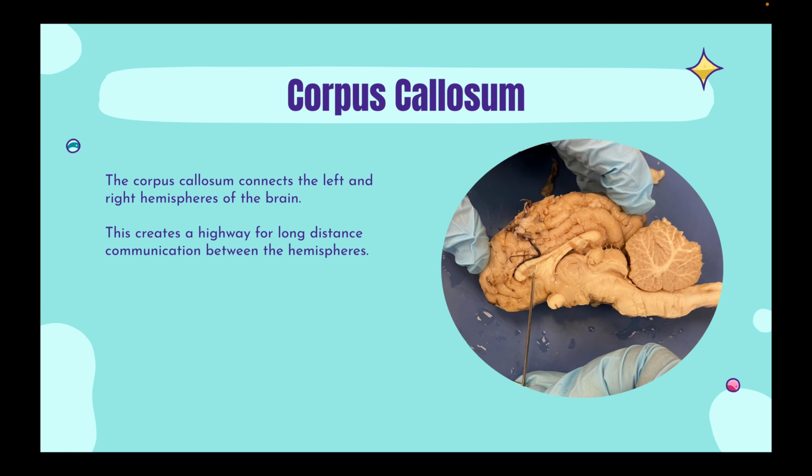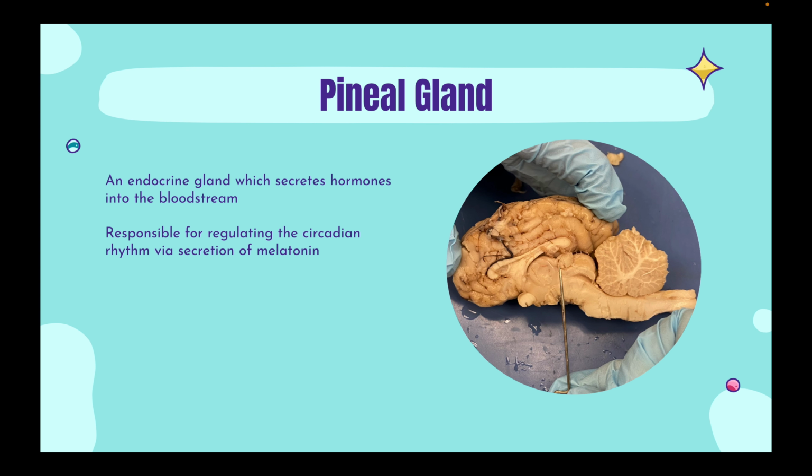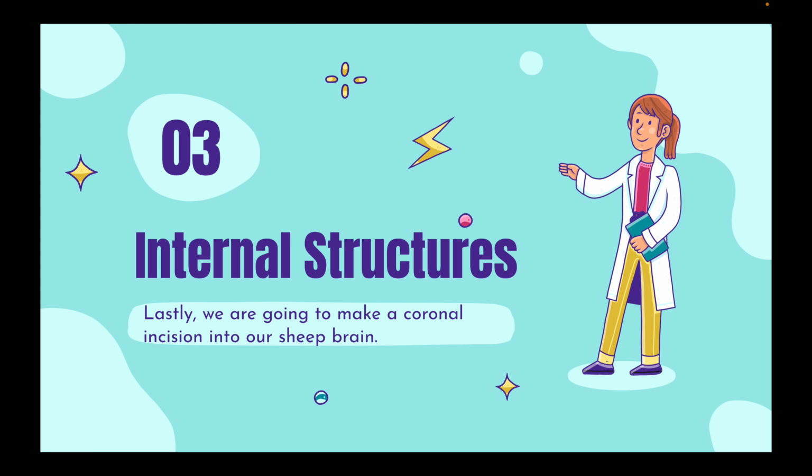The corpus callosum, seen here, connects the left and right hemispheres of the brain, and it creates a highway for long-distance communication between each hemisphere. The pineal gland is another endocrine gland secreting hormones into the bloodstream. It's responsible for regulating the circadian rhythm via the secretion of melatonin and helps the body know when to be asleep versus awake.